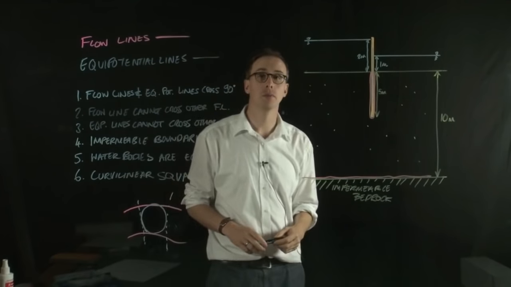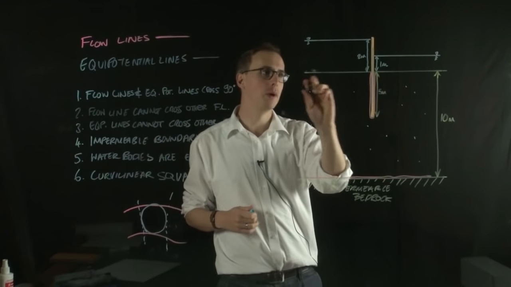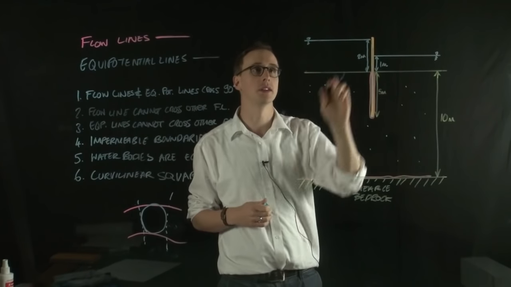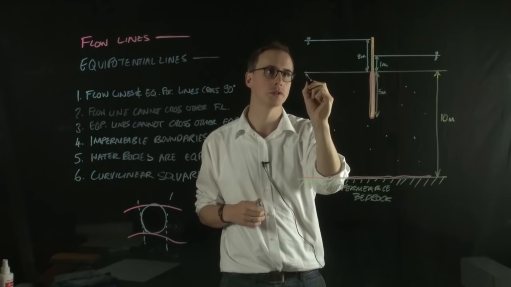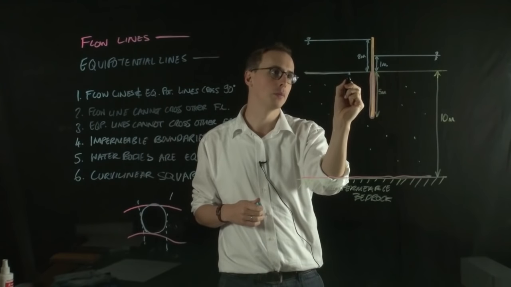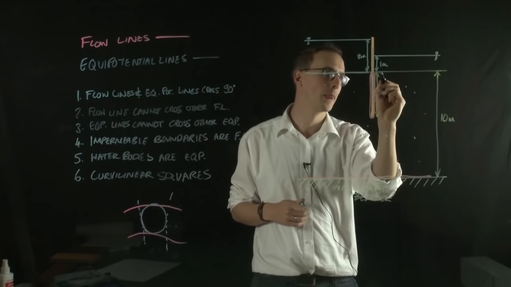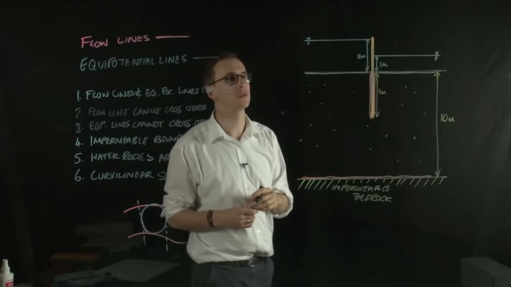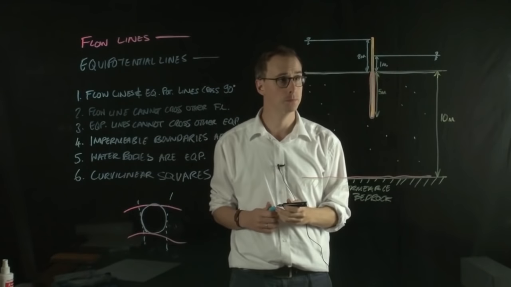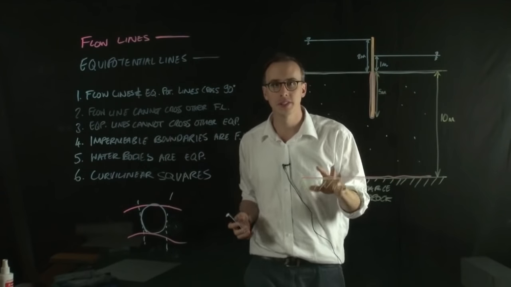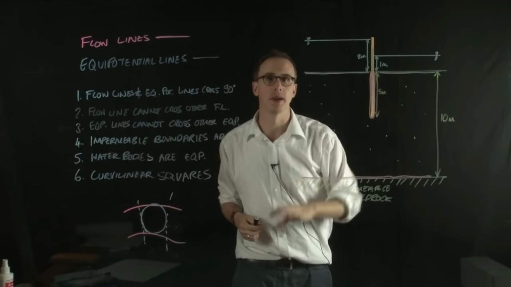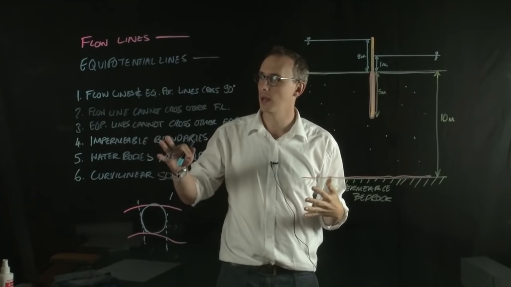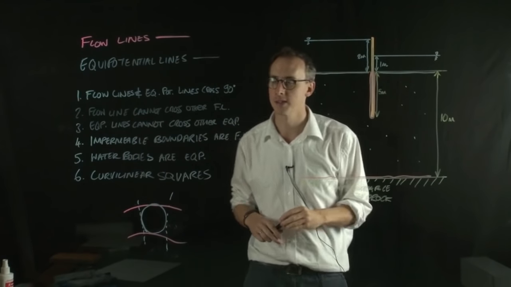We can draw our first equipotential lines on. So we know that at the top of the water body we have constant water pressure at zero, and at the bottom we also have constant water pressure, so we can draw our first equipotential line here. First two equipotential lines. Now what we want to do is divide up the rest of this space with flow lines and equipotential lines to be able to draw curvilinear squares.